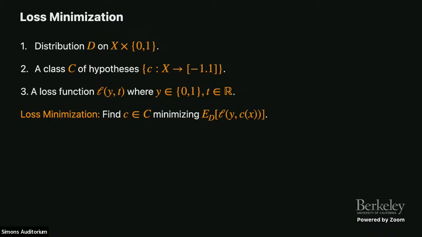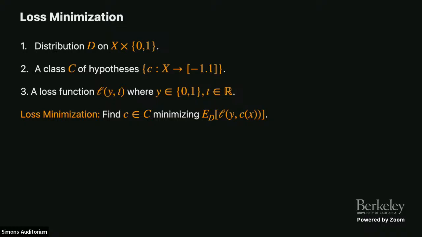And finally, you have a loss function. In my way of defining loss functions, they have two parameters. One is the label Y, which is a binary label. The other parameter T, let's call it the action. This could be a real value. More often than not, these will be probabilities in the range 0, 1, but we'll just define it in greater generality. So we have these three ingredients: a distribution, a hypothesis class, and a loss function.